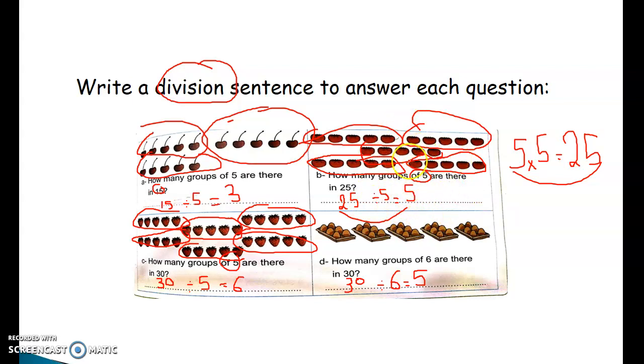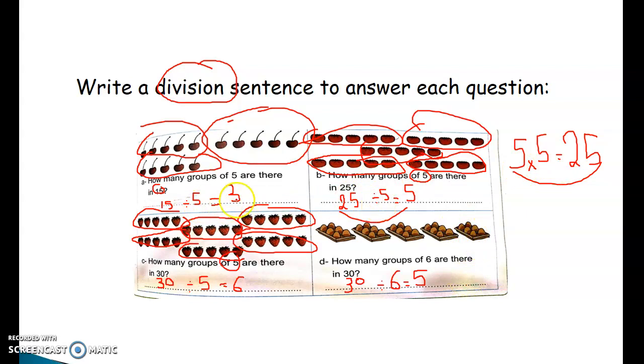In order to know the answer, instead of splitting the tomatoes, we can look at table 5. Which number in table 5 gives us 25? 5 times which number equals 25? 5. So the answer will be 5. So as if division is the opposite of multiplication. So here all the answers you can find from where? From the multiplication table. So there's a relation between multiplication and division.